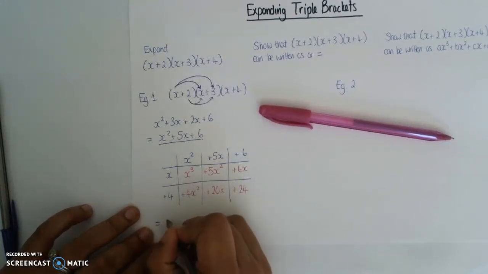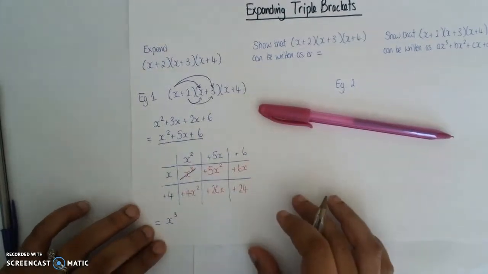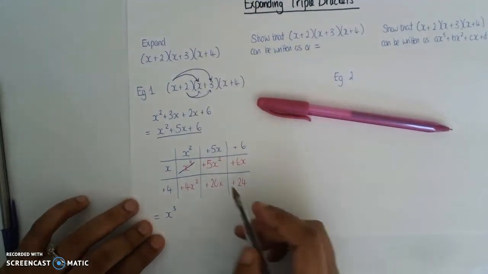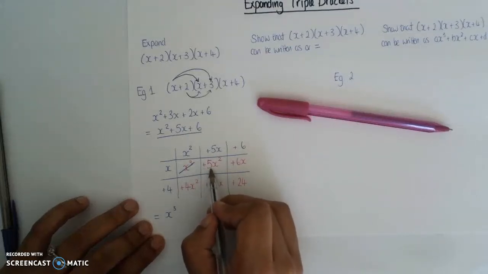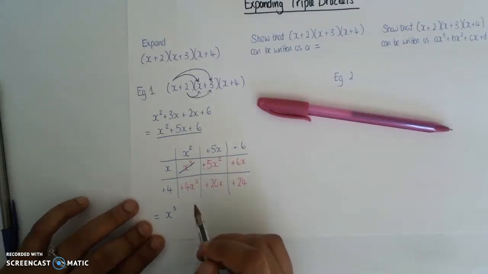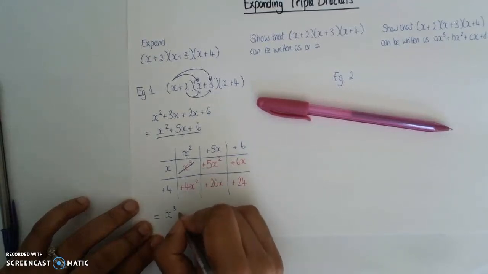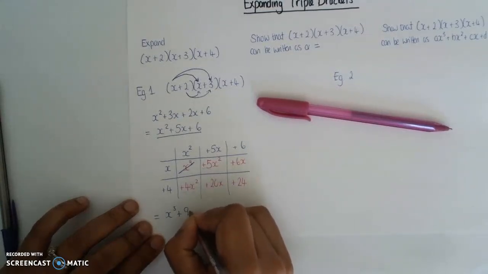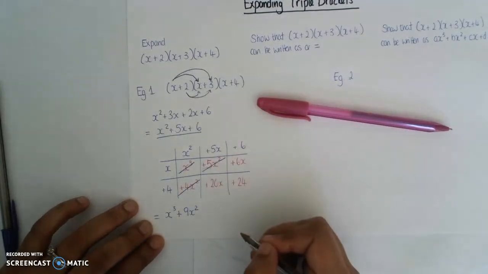So I've got, as part of my answer, x cubed, and I'm just going to cross that off because I've used it so I don't make any mistakes. So I've got two lots of x squared, so I can simplify that. I've got 5x plus 4x. Sorry, 5x squared plus 4x squared. So that gives me, if I add those together, 9x squared. So I've used both of those.